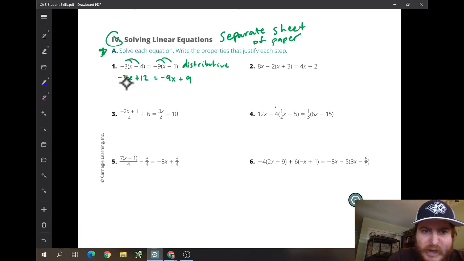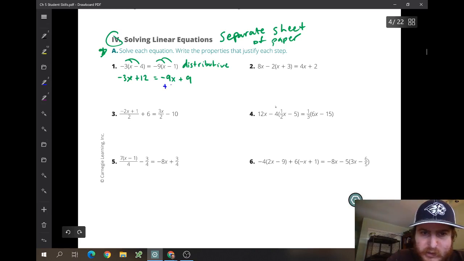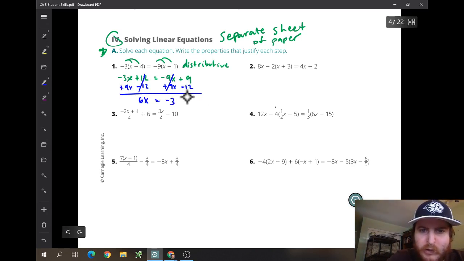Okay. Now, negative 3 is bigger than negative 9, so I am going to add 9x to both sides. And that means I'm going to subtract 12 from both sides. Those cancel, those cancel. I can read this backwards. 9x minus 3x is 6x. Equals 9 minus 12 is negative 3. You can kind of do 12 minus 9, but keep the negative sign. Now, this was both addition and subtraction properties of equality.